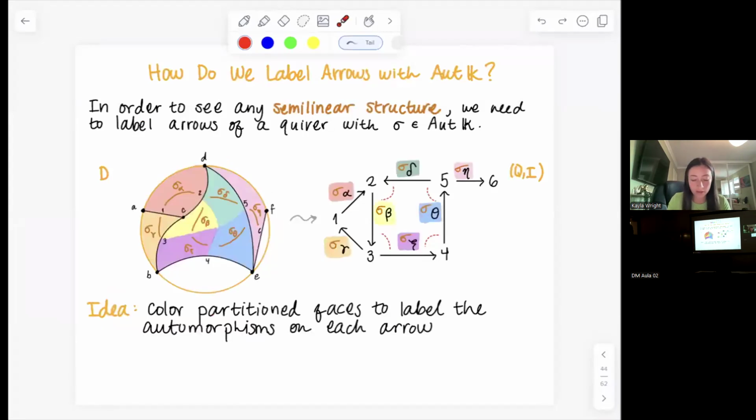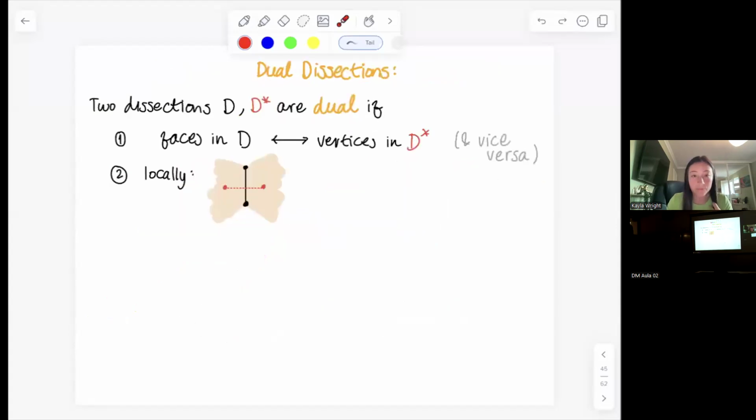So the idea that we had is we want to somehow be able to split up our surface so that we can look at how we can recover the arrows of our quiver in some nice way. What we are going to end up doing is coloring the surface into this different partition so that we can label the faces of this partition with automorphisms on the arrows. So this is a preview of why we're going to do the following construction. This is motivating the dual dissection.